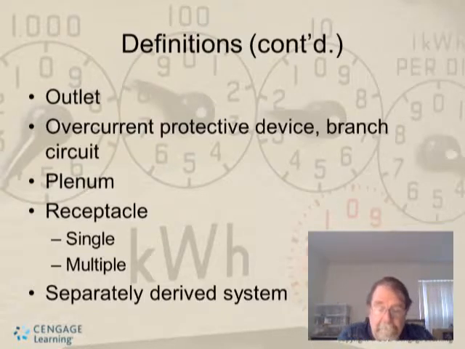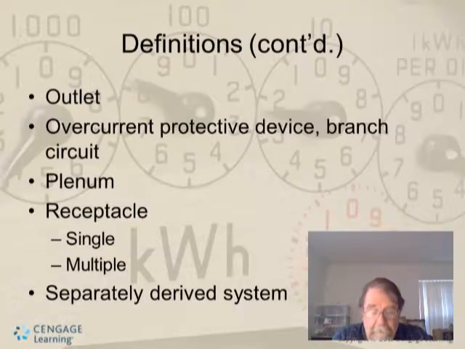Now, a separately derived system. Article 450 contains provisions for transformers. A separately derived system is an electrical source other than a service having no direct connections to circuit conductors of any other electrical source other than those established by grounding and bonding connections.